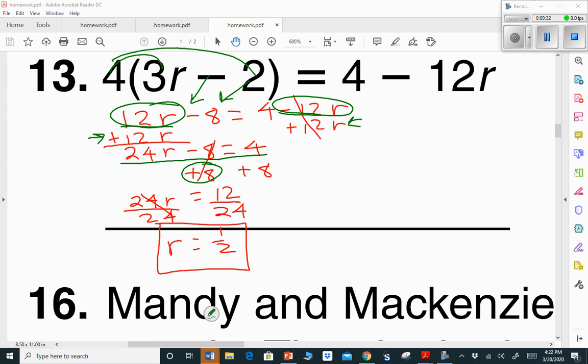Add 8 to both sides. Gives you 24r equals 12. Divide both sides by 24, and that gives you 12 over 24, which is the same thing as 1/2.